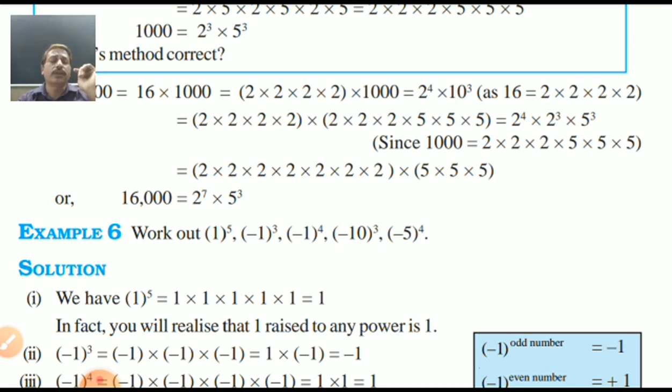Minus 10 raised to 3. Minus 10 into minus 10 into minus 10. Answer should be negative. 10 tens are 100. 100 tens are 1000. Finished. Minus 1000 is the answer.